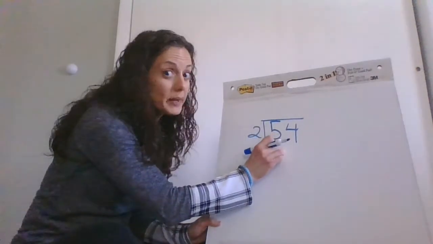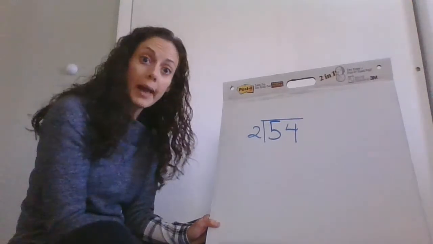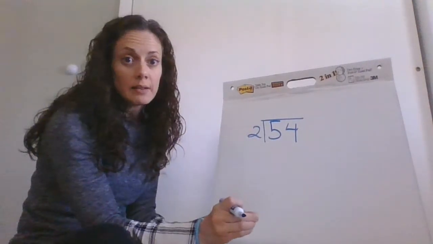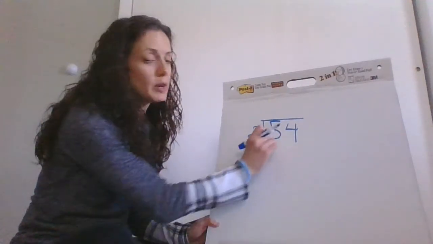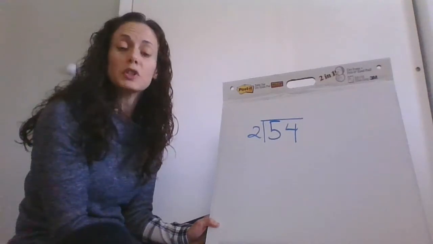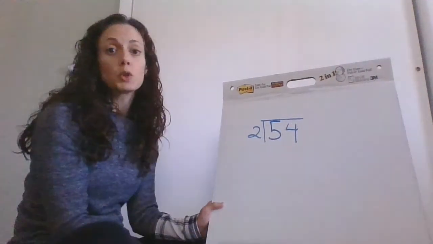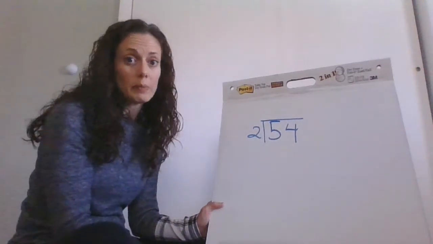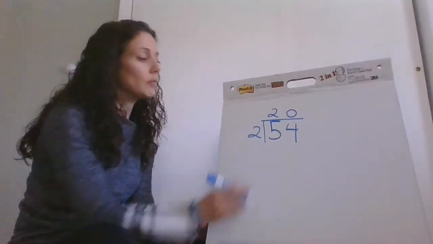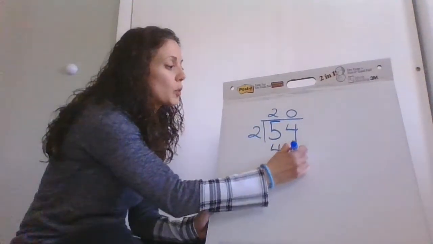2 times 20 is 40. Okay, getting closer. 2 times 30 is 60. That's too many. 60 is greater than 54, so we can't use 2 times 30. We have to go back to 2 times 20. So 2 can fit into 54 20 whole times without going past. 20 comes up here. We multiply 2 times 20, we get 40.